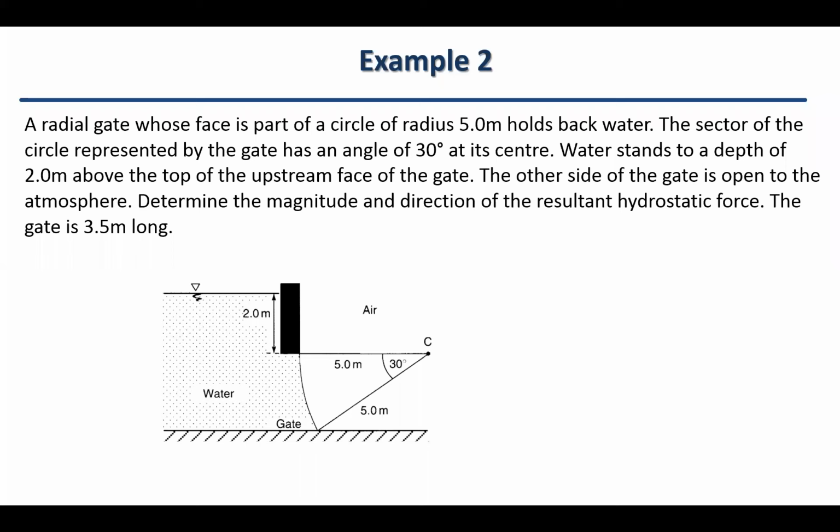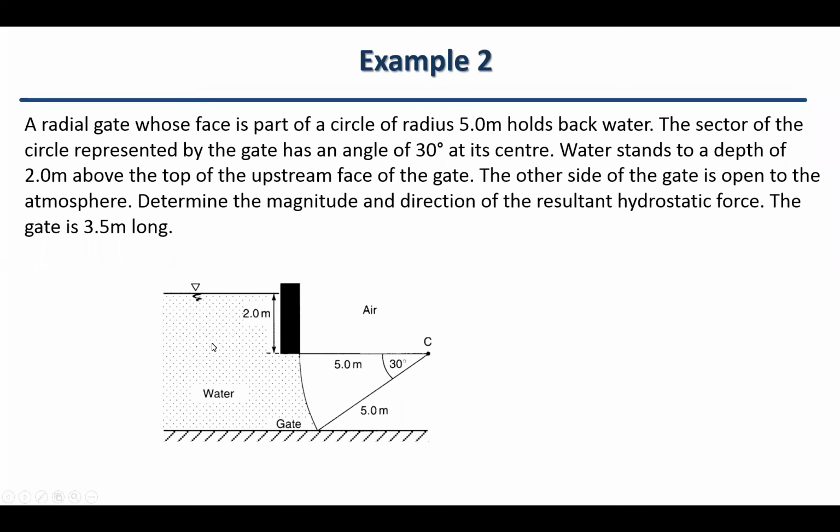Okay, so let's just have a look at the second example of the curved surface. In this example, we have a radial gate like this one, whose face is part of a circle with a radius of 5 meters. So you can see here 5 meters is the radius of the radial gate. It holds back the water in this section.